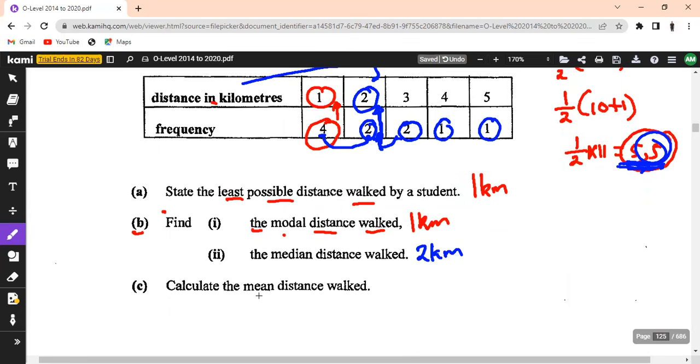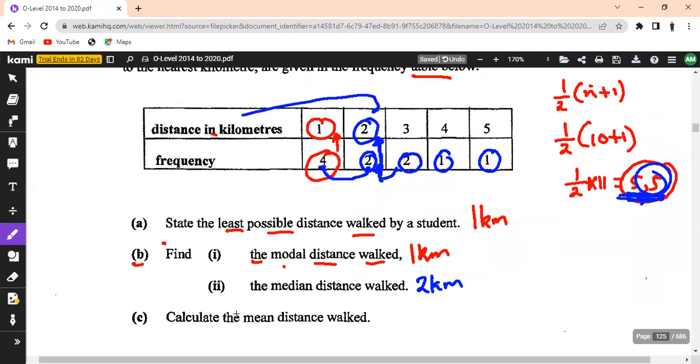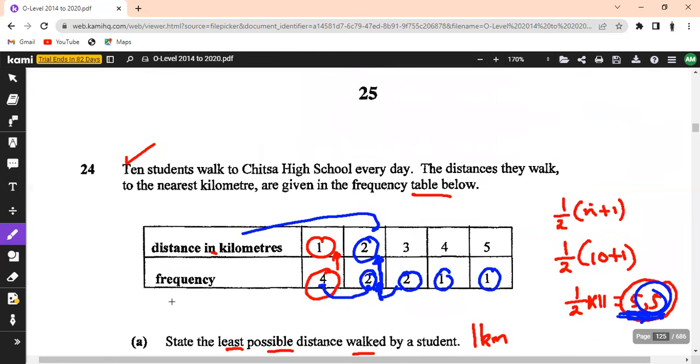Or what you can do, since you know that median is the middle term where numbers are arranged in order of size, you are going to arrange this in order of size. That will be the longest way that you can do in this paper. All right, what are you going to do? This is frequency. We are saying 1 kilometer was walked 4 times. So you can list this 1 four times. That's 1.